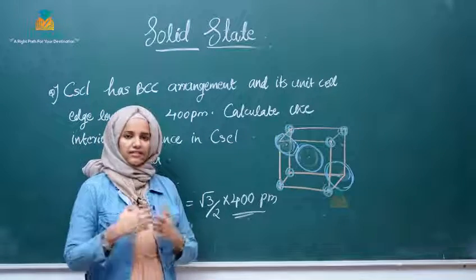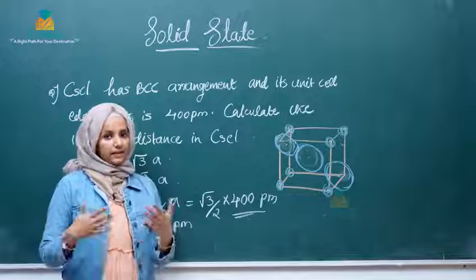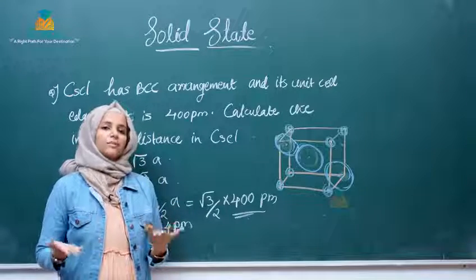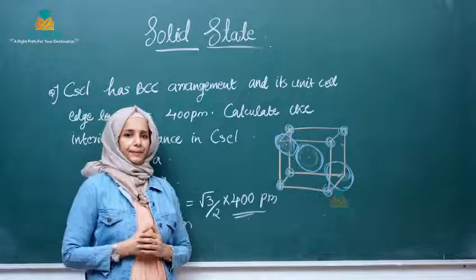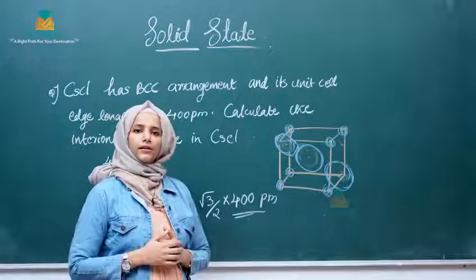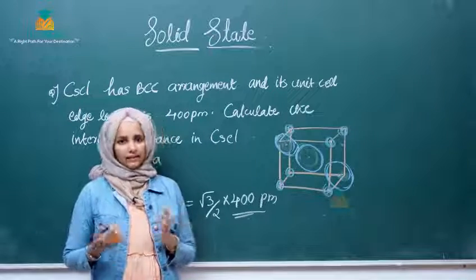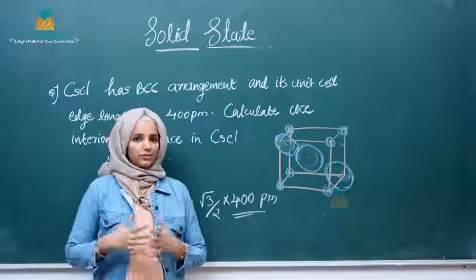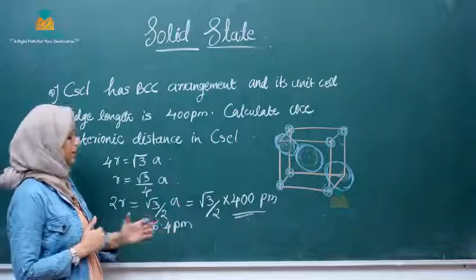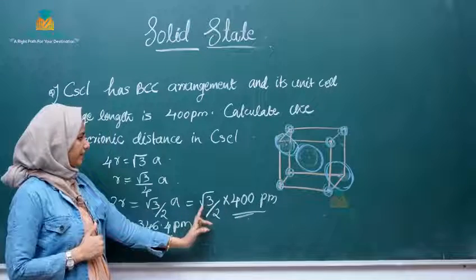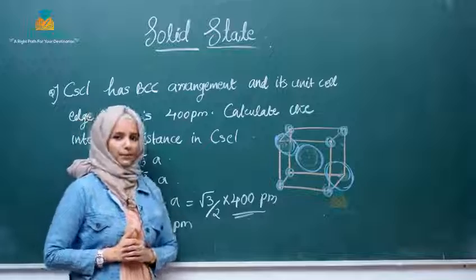Here a is 400 picometer. If the answer is asked in picometer, you calculate as such. If it is asked in centimeter or meter, you have to convert: 1 picometer is 10 raised to minus 12 meter, and also 10 raised to minus 10 centimeter. Here we need not do any conversion, the answer is in picometer itself. By calculating this, we get 346.4 picometer.